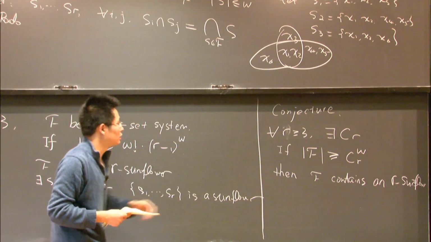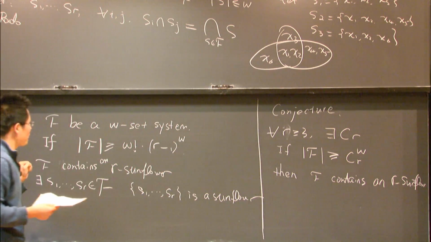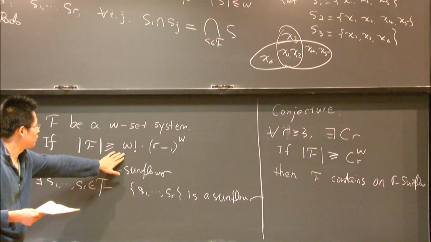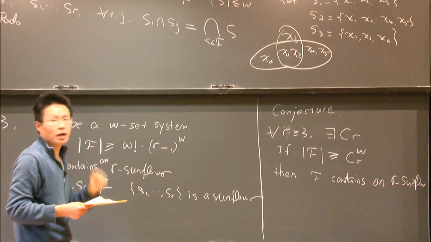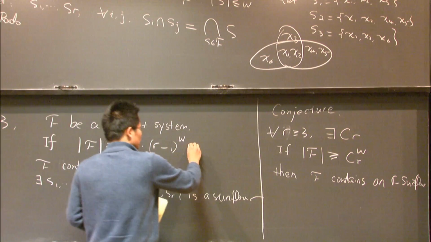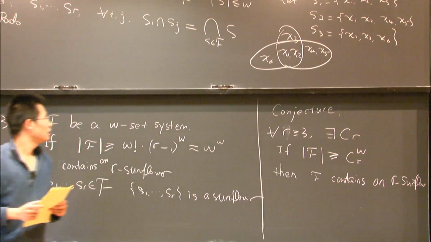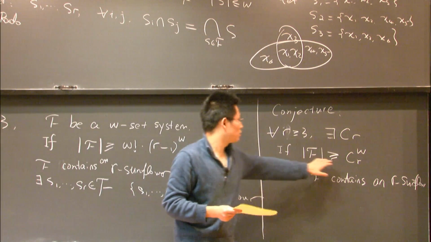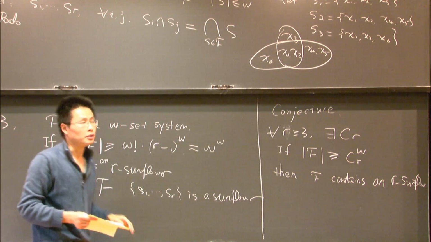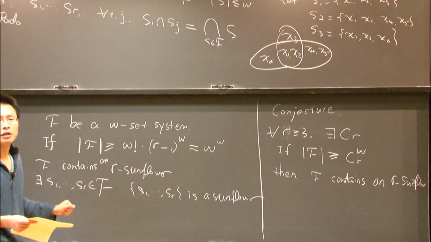Okay, so this is a conjecture, also conjectured by Erdős and Rado. The bound so far is a factor of w times (r minus 1) to the w. Think about r equal to 3, then this bound looks roughly like w to the w, and the conjecture was a constant to the w. So there is a bigger gap between the conjecture and the lemma so far.